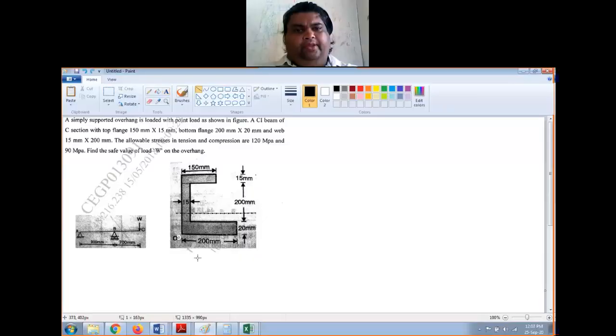So he has given a neutral axis here. I will draw another. I will need to find only this y bar, right? X bar is not required, right?